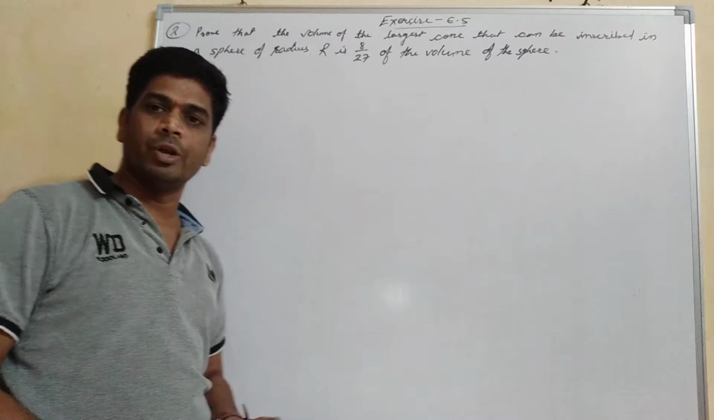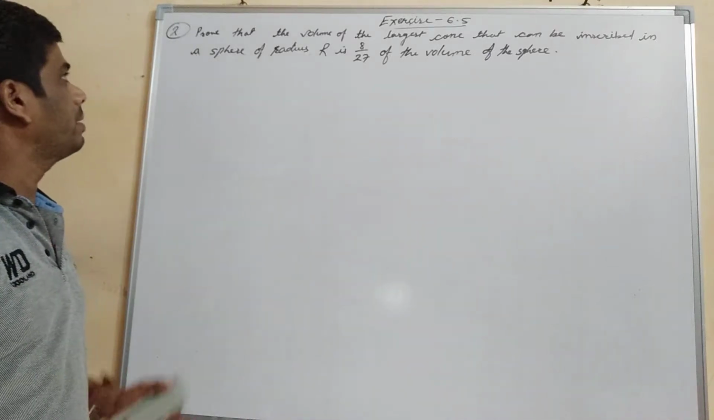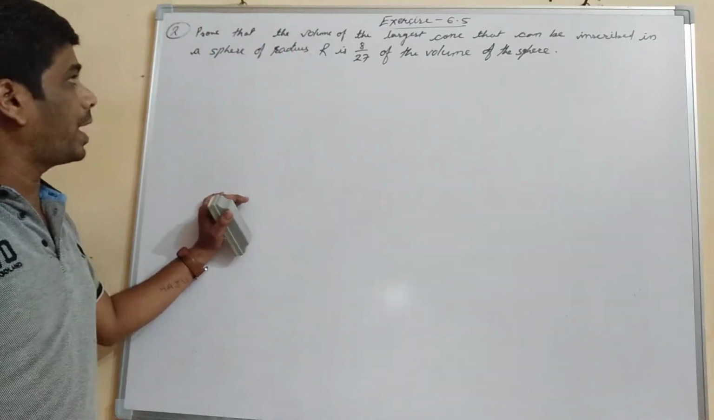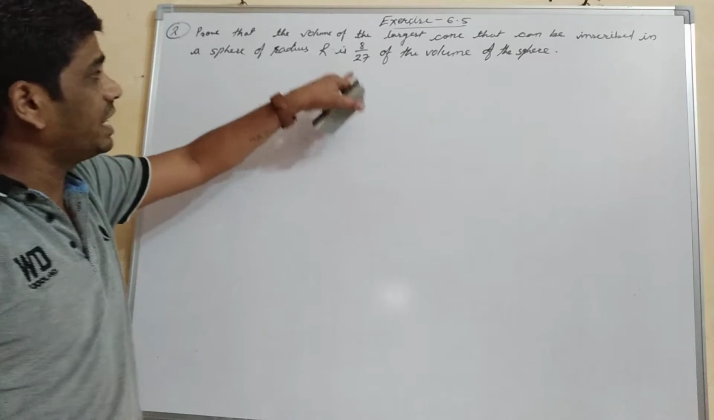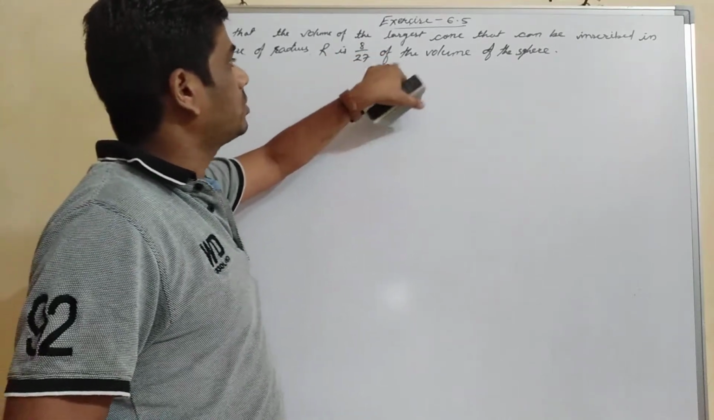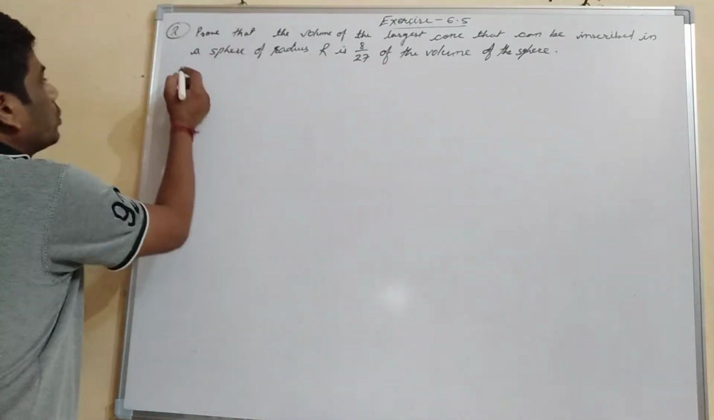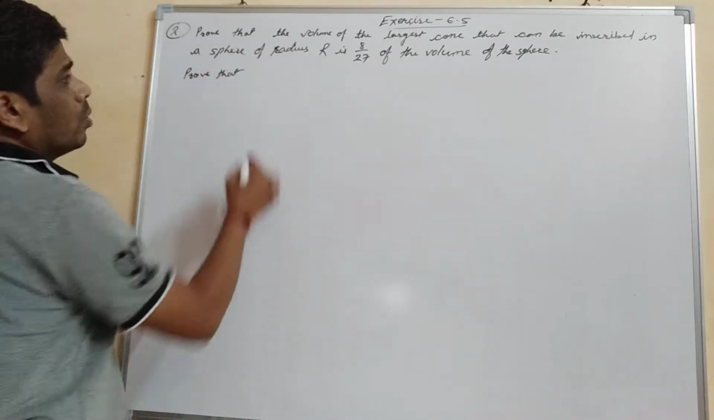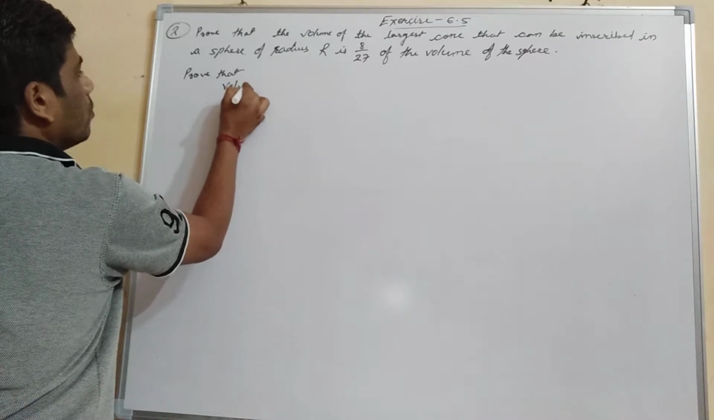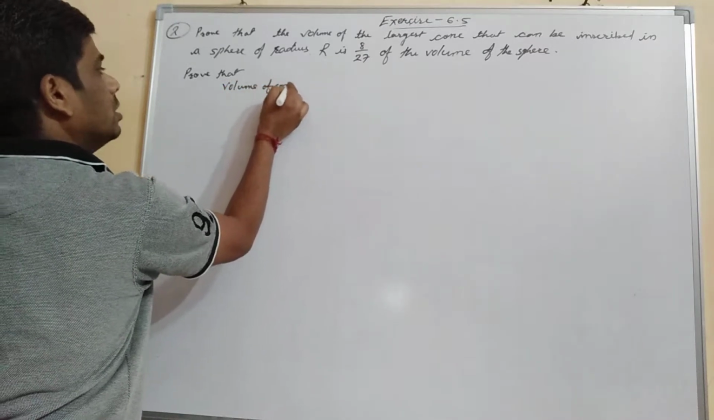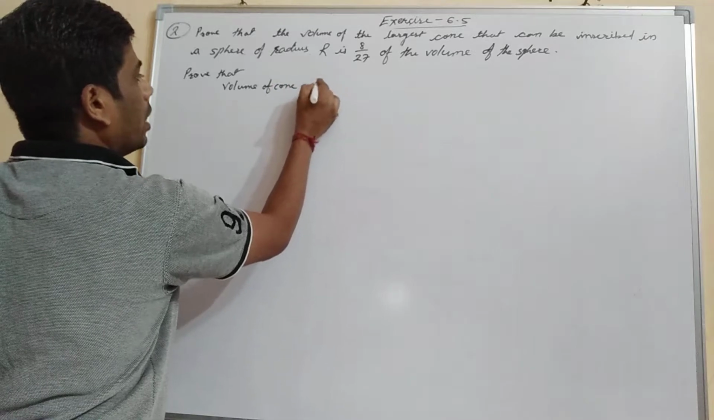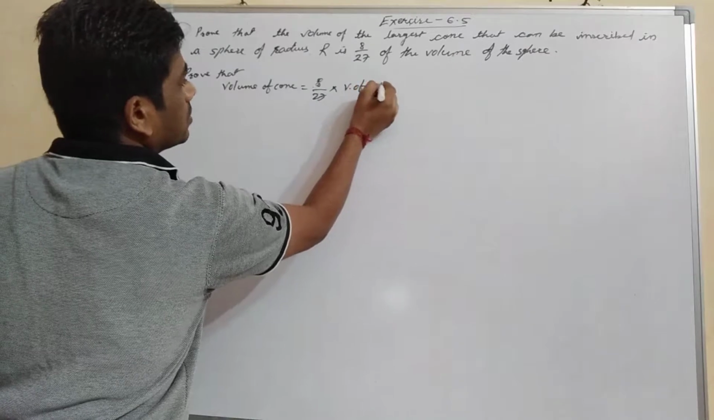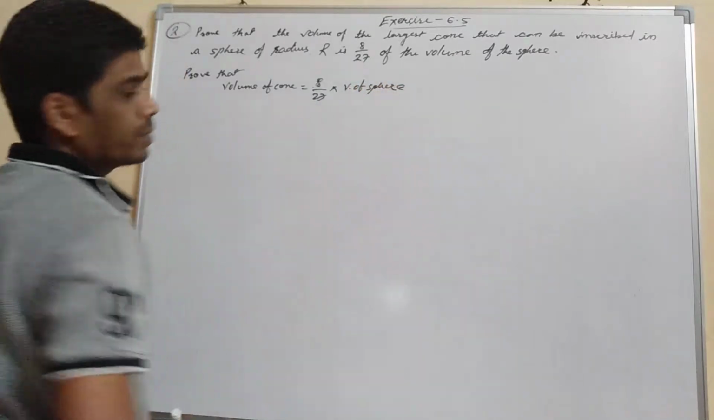See 23rd question of the exercise 6.5. Prove that the volume of the largest cone that can be inscribed in a sphere of radius capital R is 8 upon 27 times of the volume of a sphere. Which means we have to prove that volume of a cone equal to 8 upon 27 times of volume of a sphere. This we have to prove.